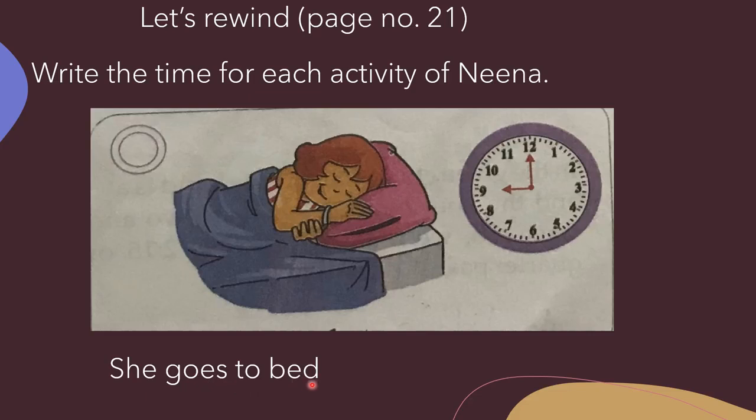Now the next is: she goes to bed at dash. So here you can see that the minute hand is at 12 and the hour hand is at 9. So what is the time? That is 9 o'clock. So here we will write 9 o'clock. Understood, beta?